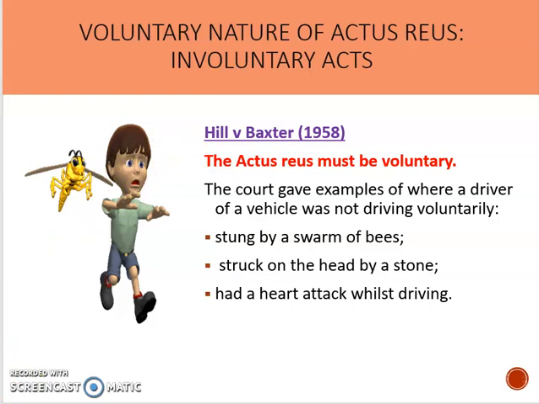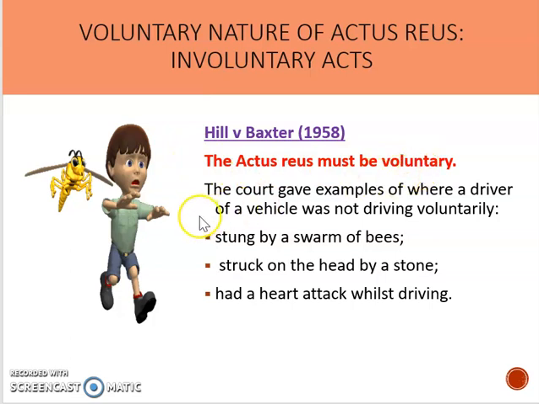Hill and Baxter was a case where the defendant was driving a car and he claimed to have been unconscious as a result of being overcome by sudden illness. He was convicted though because the court believed that he was still managing to control the car. But what was useful about this case is the court provided this key principle that in order to be guilty of a criminal offence, the actus reus must be voluntary.